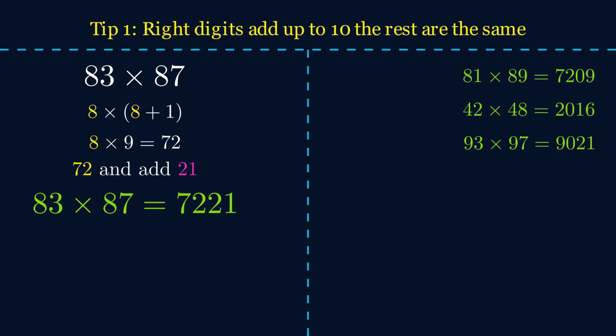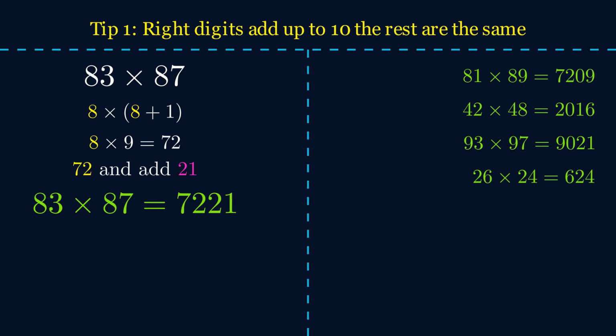Another one, 93 times 97. 3 and 7 make 10, so we multiply 9 by 10, that's 90. And then 3 times 7 is 21. Put them together, 9021. Try 26 times 24. 6 and 4 make 10. Multiply 2 by 3, that's 6, and 6 times 4 is 24, so it becomes 624.